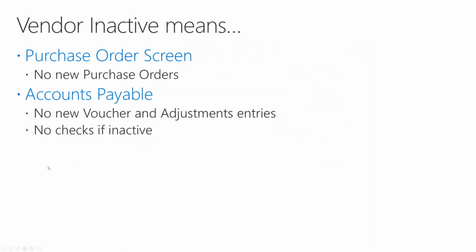What does that mean? Well, at the generic level, that means no new purchase orders. You can't put in a new purchase order because the PV list for vendors will not show them anymore. In accounts payable, there are no new vouchers or adjustment entries that can be entered, and no checks can be created if they are inactive. So it's really shutting them off.